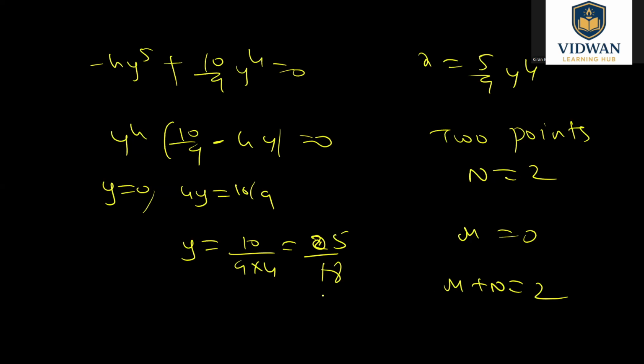So number of values here actually means number of distinct values. So don't count it as 5 values, because y power 4 is 0 will give y equals 0, 4 times, but you are writing only distinct values.